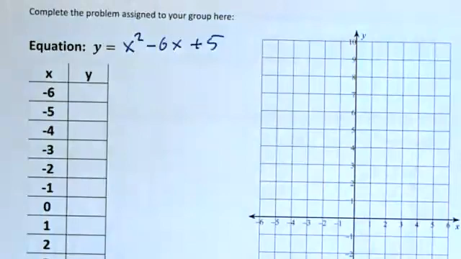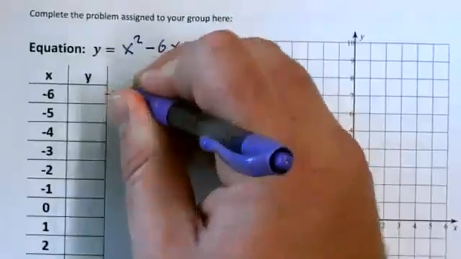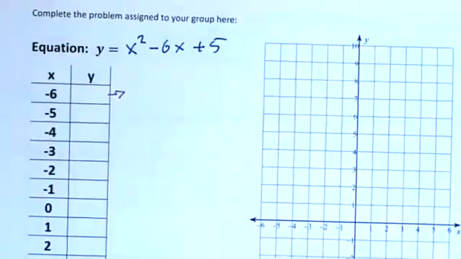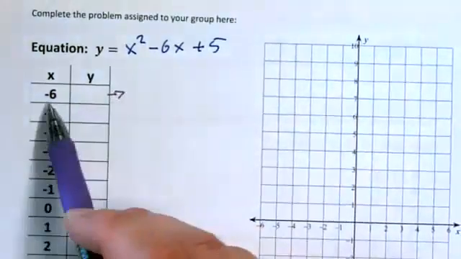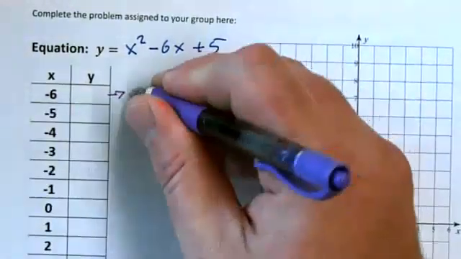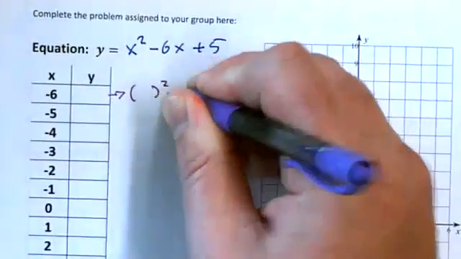Let me just work with you on this first row of our table, and then I'll cut you guys loose and you can work with your table partners, or you can move and join a different partner to finish this up. So first thing I'm going to do is plug -6 in here in place of the x's. So I'm going to copy down my equation.